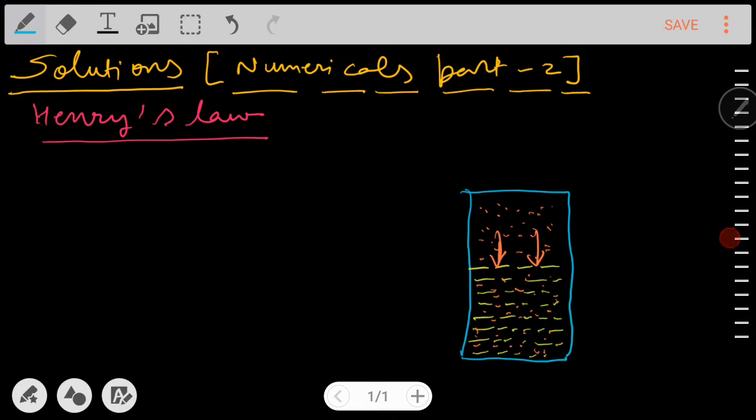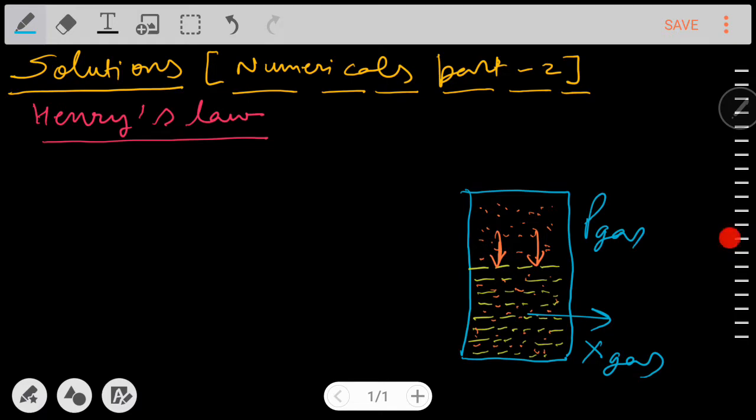Suppose there is a liquid taken in a vessel that is shown by green color. Above this liquid a gas is filled. The pressure of the gas filled is suppose P gas. The gas exerts a pressure on the liquid surface, that is P gas. As a result, some amount of the gas is dissolved in the liquid. Suppose the mole fraction of the dissolved gas in the liquid is X gas.